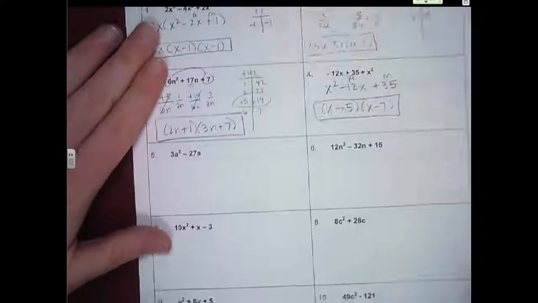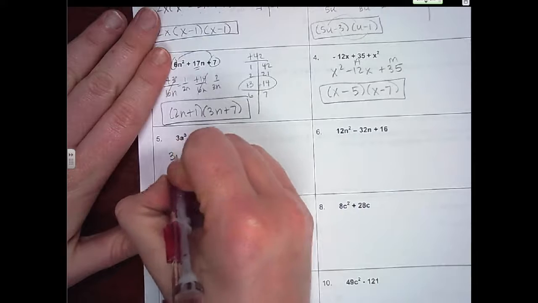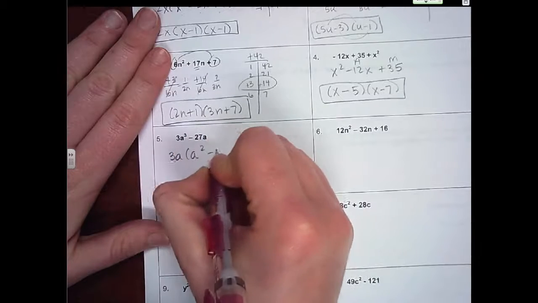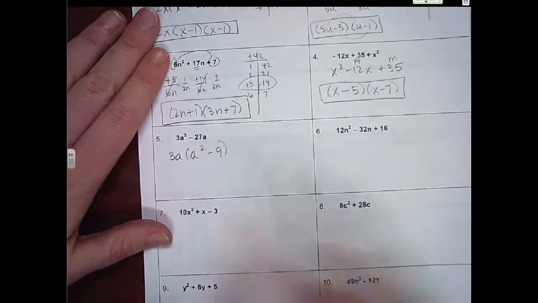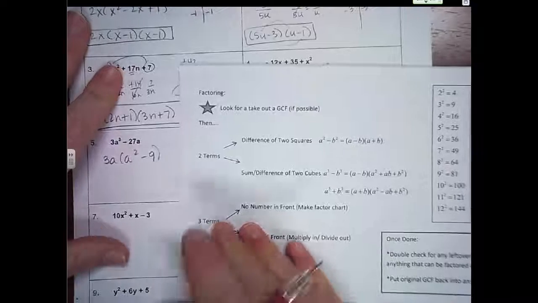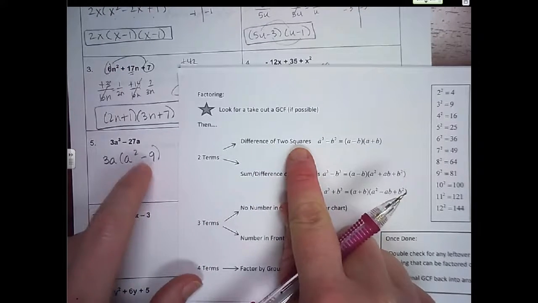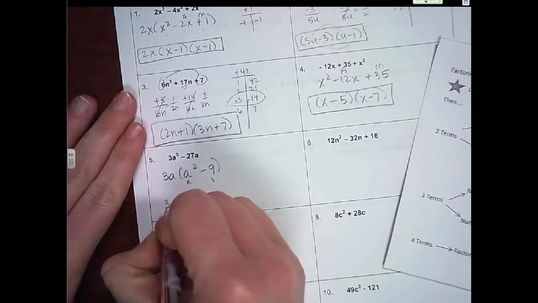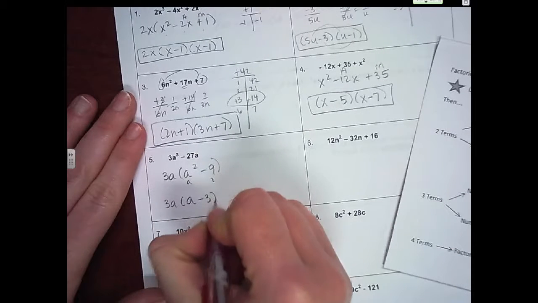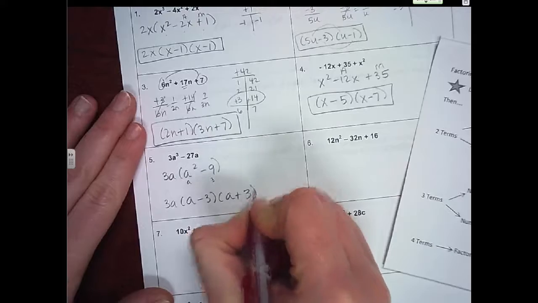Number 5, take out a GCF, or look for a GCF. I can take out a 3a, and I'm left with a squared minus 9. Now here's our first 2-term one. So I go, okay, well I have 2 terms. Do I have squares? Do I have cubes? Well, I've got squares, and I'm being subtracted, so I'm going to split it up into this. So this is a and 3. So that becomes a minus 3, a plus 3.